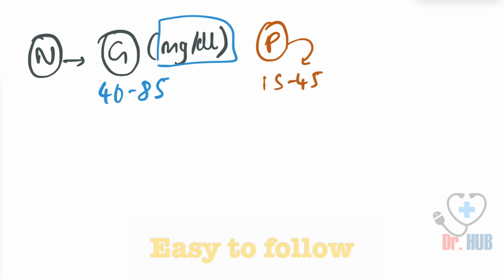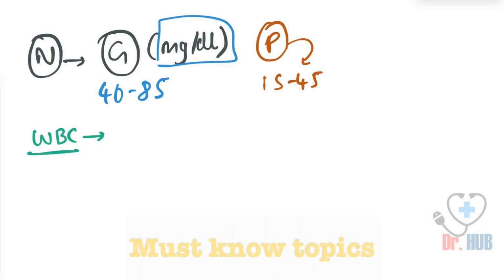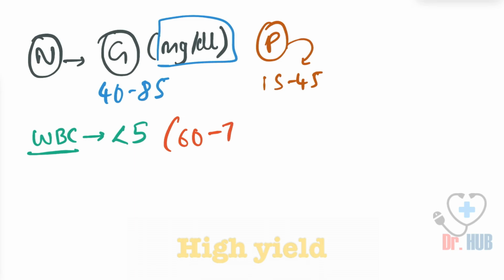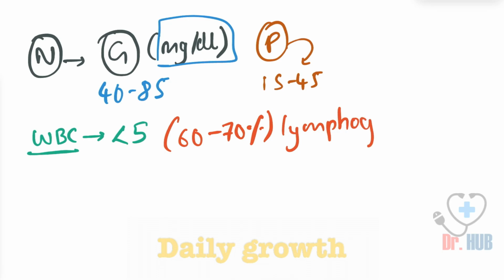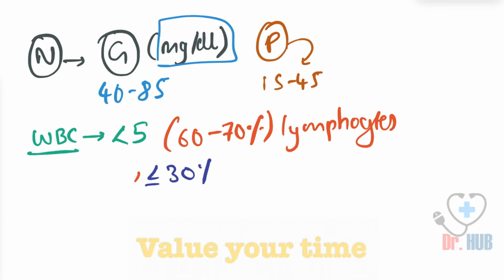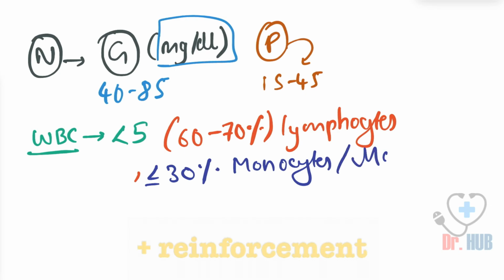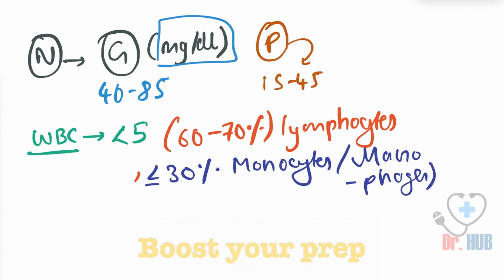And what about WBC? The normal WBC will be less than 5, and it includes about 60 to 70% of the lymphocytes, as well as less than or equal to 30% of the monocytes, as well as the macrophages. So this is about the normal value of the CSF findings.